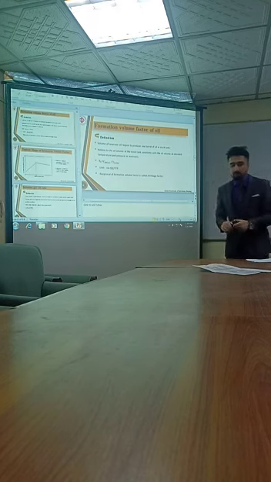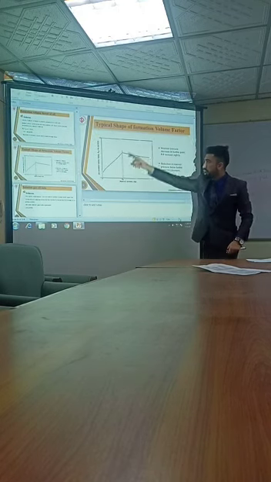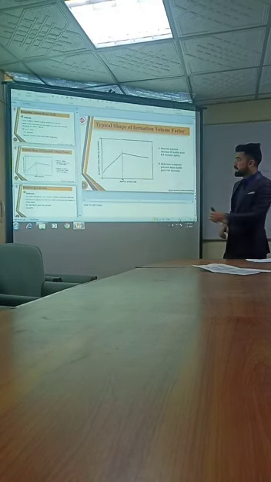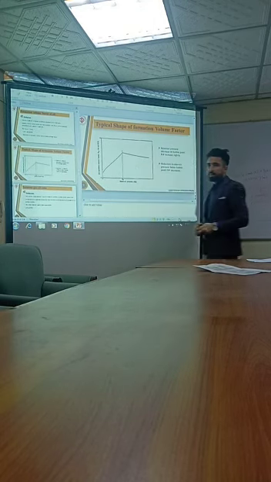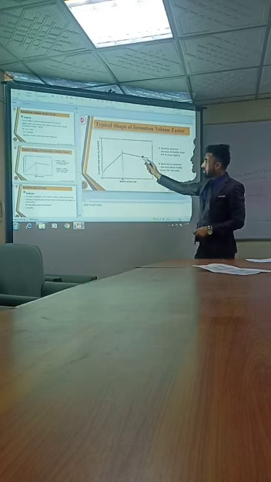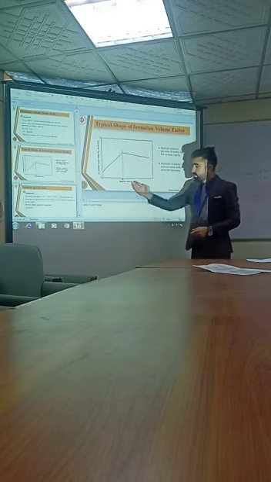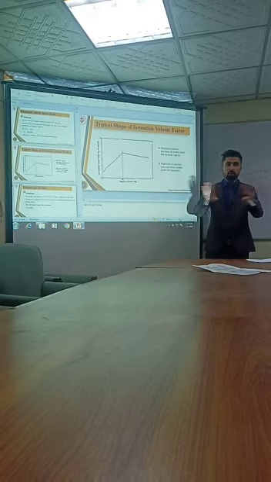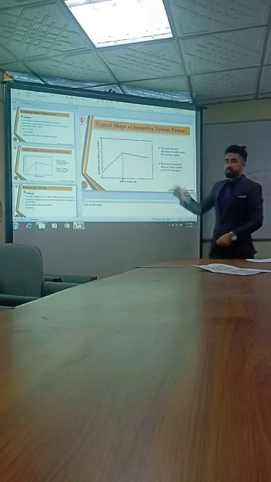If you observe the graph of the formation volume factor, there is the point above the bubble point and the point below the bubble point. From the initial condition until the bubble point, there is a decrease in pressure, expansion occurs, and there is no evolution of gas, so there is an increase in the formation volume factor.